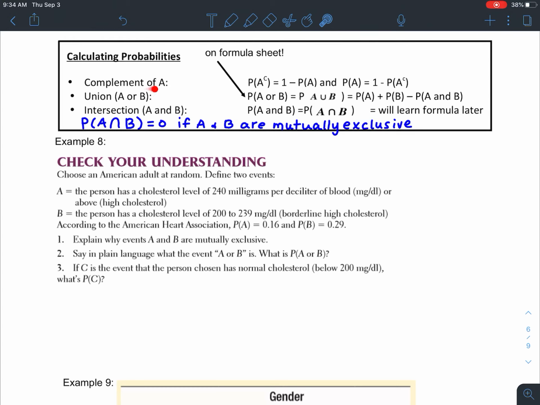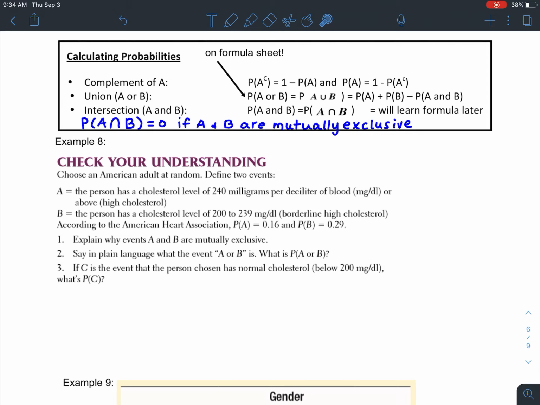Okay, we're going to pick up where we left off on the previous video. This is still section 5.2, discussing different probability formulas. We recently discussed what the probability of the complement to an event is. We said the union, which is an OR statement. This is a formula that is on the formula sheet.